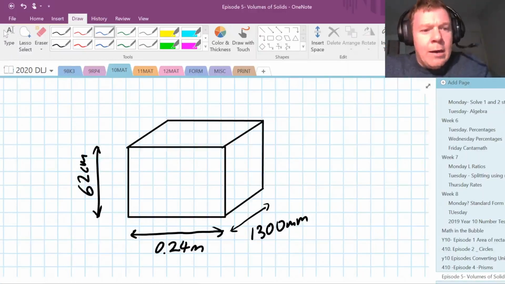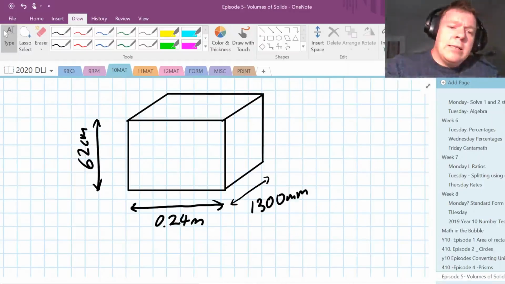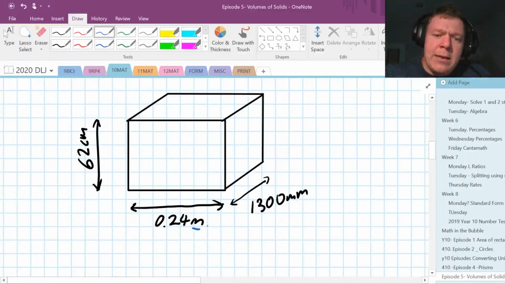All the units are mixed up. We've got centimeters, we've got meters, we've got millimeters. So we want to get those all uniform. Seeing as meters are our base unit, the standard unit that everything gets related back to, we'll change it all into meters. So 1,300 millimeters, we would divide by 1,000 to get to meters, so this is going to be 1.3 meters.